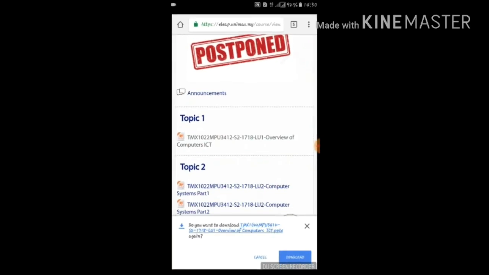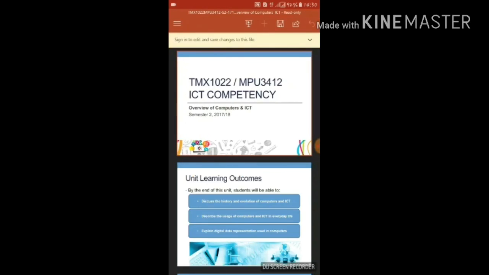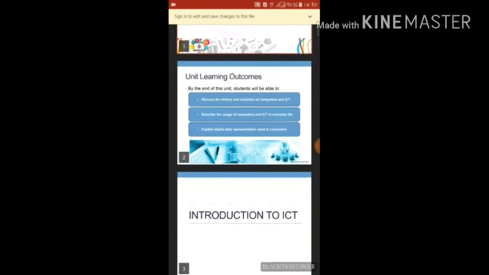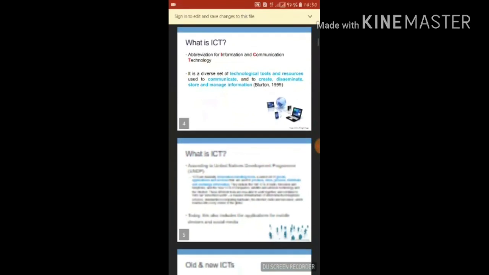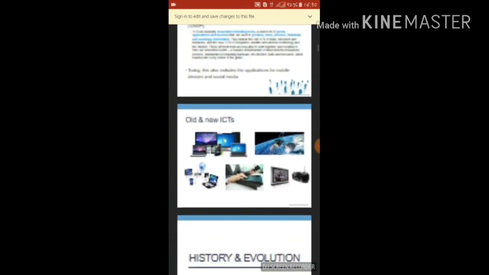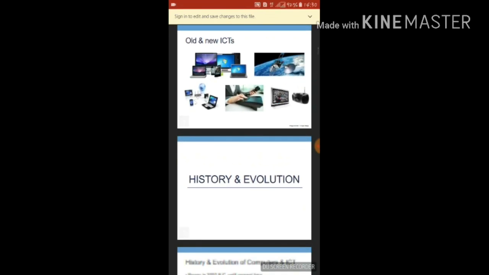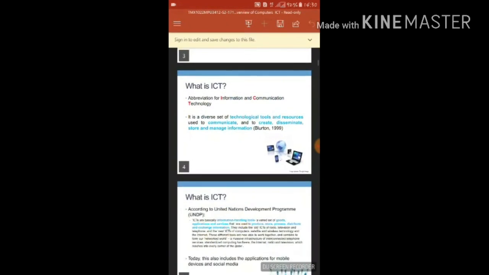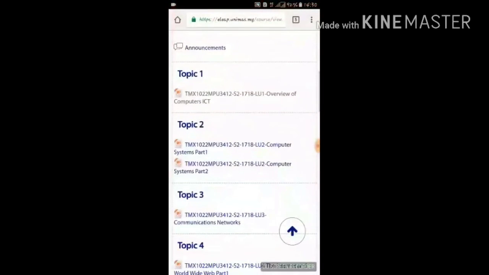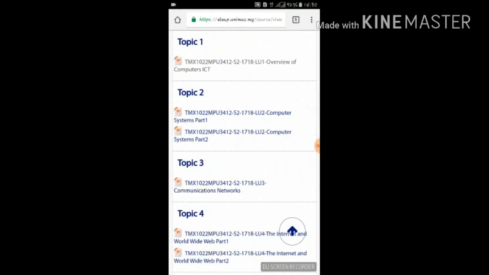This is the slide that I downloaded from ELIP. Since this is an online application, if the internet is on Wi-Fi, it will be hard to log in.